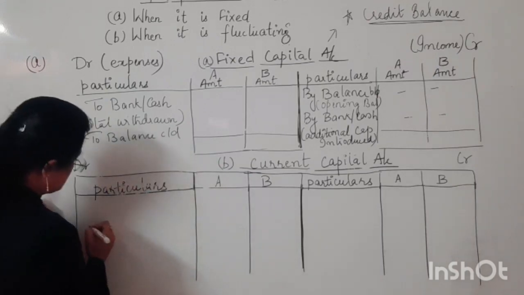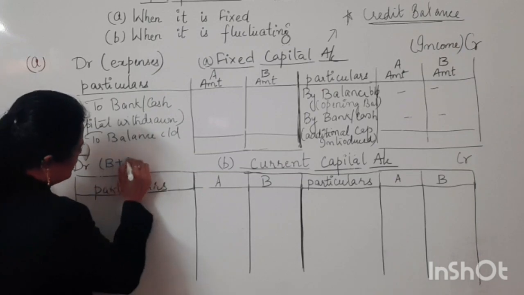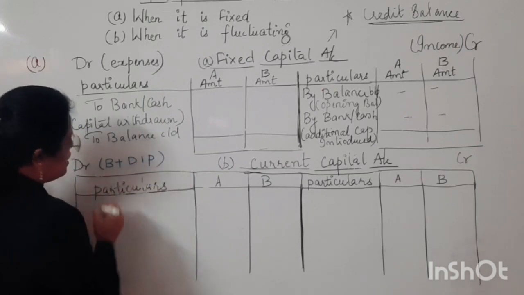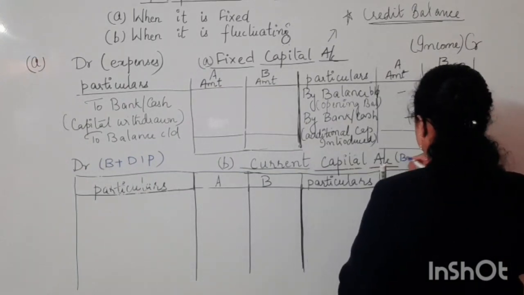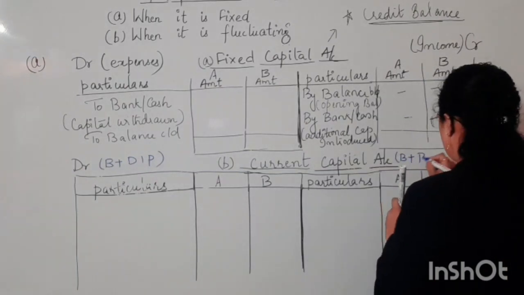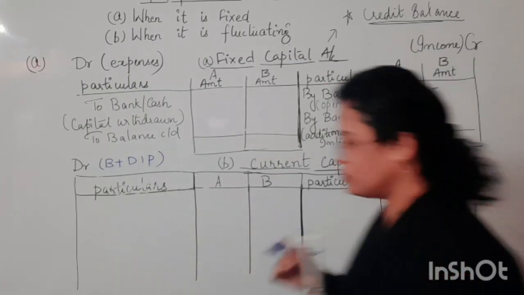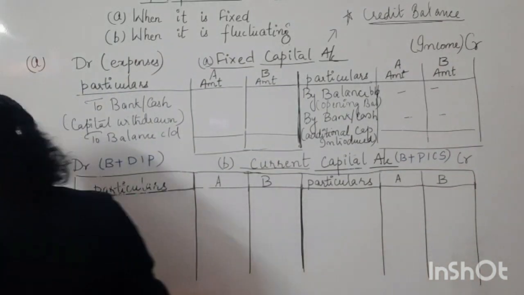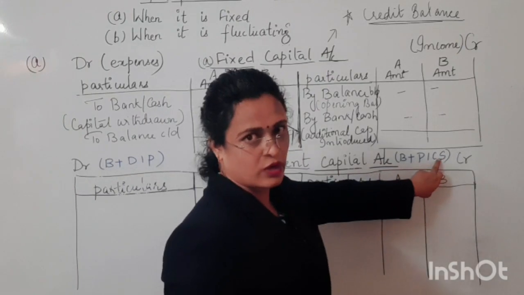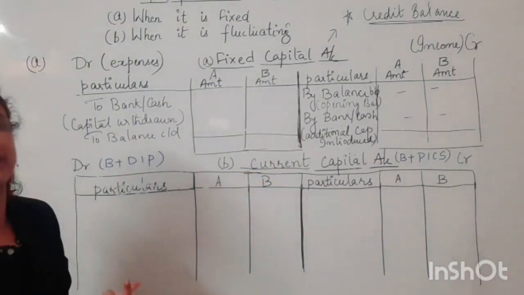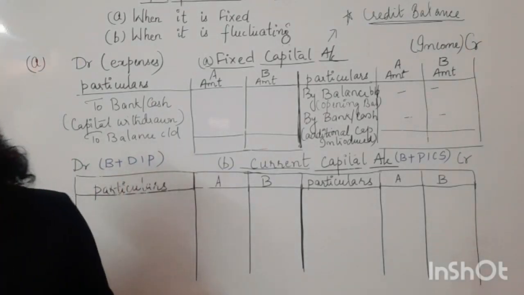In the debit side, I will be using one small acronym, B plus DIP. And on the credit side, I can use one small acronym, that is B plus PIX. This acronym I can use just to recall the items all together, and here B plus DIP. It's nothing. Okay, let me tell you what it is.